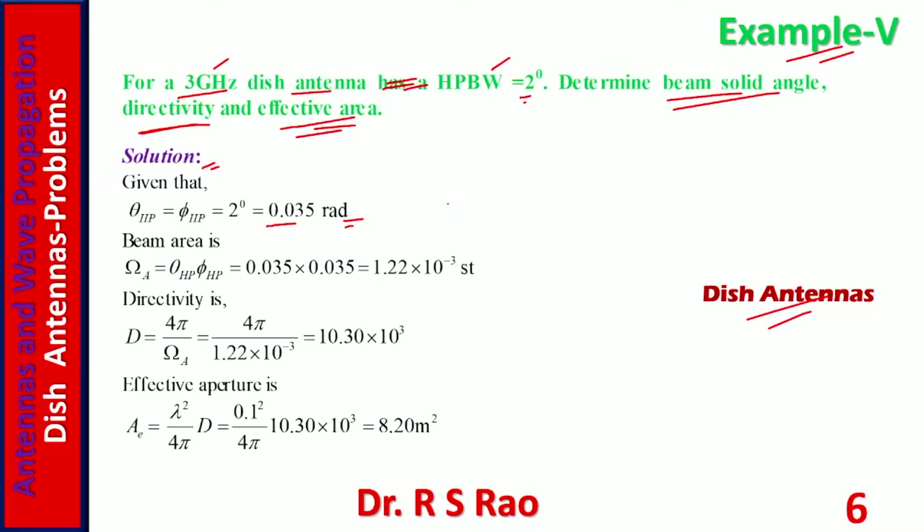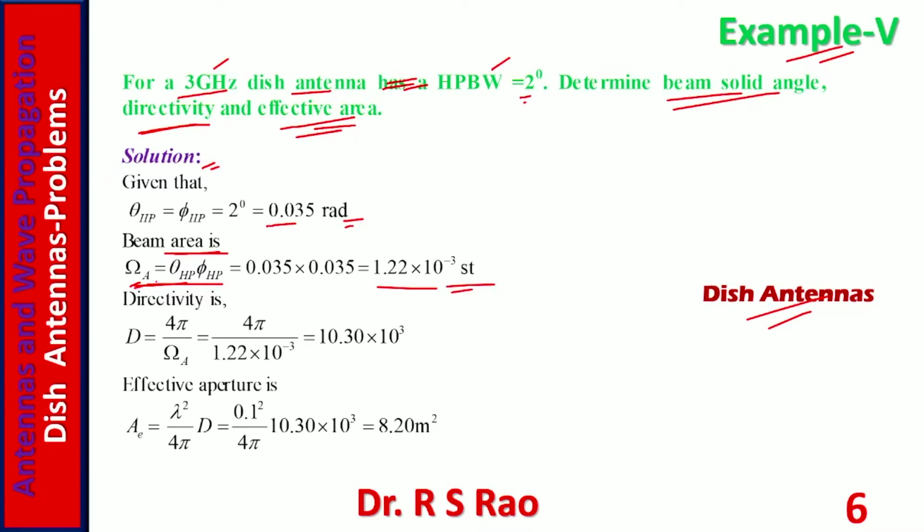Dish antenna usually gives a symmetrical beam. A property of the symmetrical beam is that its beam widths in the normal planes remain the same, equal. Using that aspect here, it is written theta HP equal to phi HP equal to 2 degrees. Beam area omega A is equal to theta HP multiplied by phi HP. This is a general relation applicable even to dish antennas. So multiplying theta HP, phi HP, we get 1.22 into 10 power minus 3 steradians.